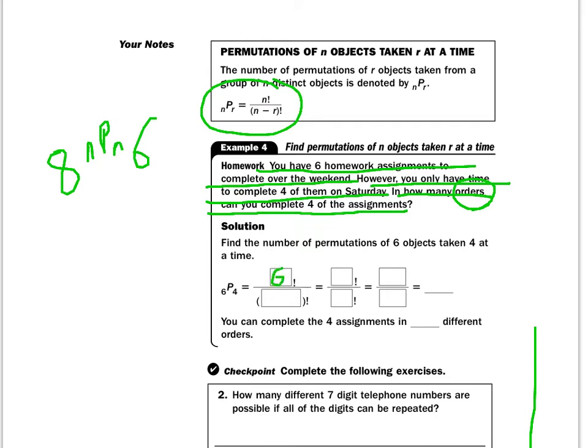Well, if I follow this up here, I have 6 factorial over 6 minus 4 factorial, or 6 factorial over 2 factorial. 6 factorial is 720, and 2 factorial is just 2, because it's 2 times 1, and that leaves me with 360. You can complete the 4 assignments in 360 different ways. All right? You go ahead and take a look at number 2 there.